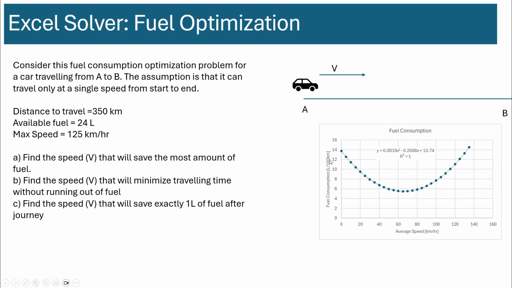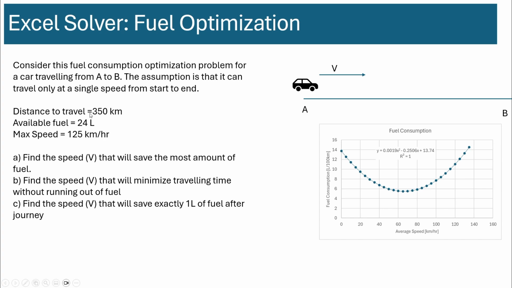Okay, so it's giving you a fuel usage rate based on velocity. And it looks like initially it keeps decreasing and then it reaches an optimum and then it keeps increasing again. Okay, so what is our problem here?